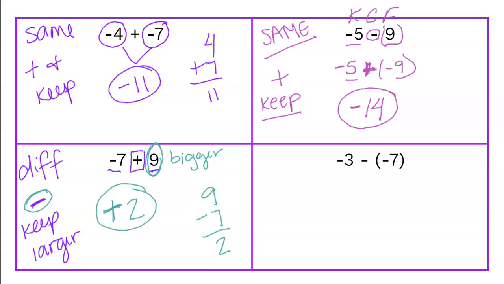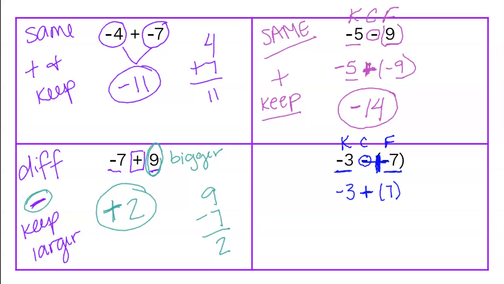One last problem here for you guys. We have -3 minus -7. So we keep, change, flip: keep that -3, change that subtraction sign to addition, flip the -7 to +7. And that is why we say this double negative becomes one big positive, because when we change it to an addition problem, it ends up just being +7.